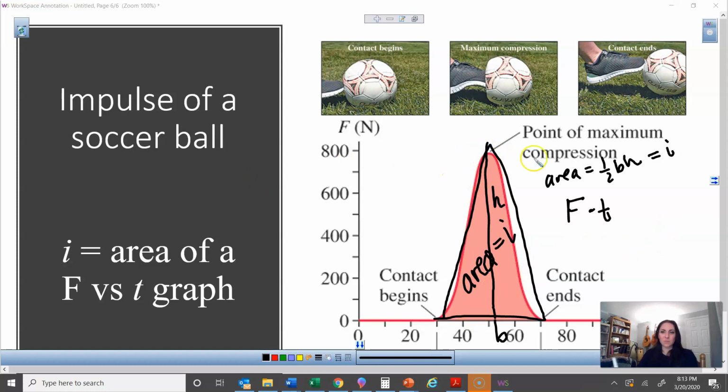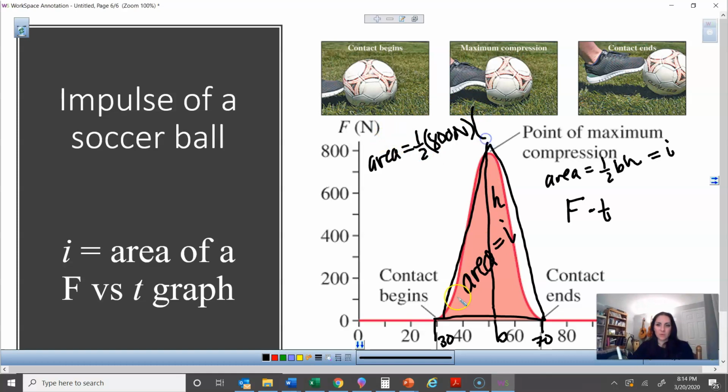I'm going to do more examples, but I'm going to go ahead and just do it here. The height of this is 800, if you notice. So the area of a triangle, of the shape that it made, would be based on 800. It starts about 30 here and ends about 70, and I think this is in milliseconds. So the difference between 70 and 30 is 40 milliseconds, so 0.004 seconds. Sorry, I know that's hard to see. So 1/2 times 800 times 0.004 seconds. The impulse of this will be 1.6 newton seconds, because newtons and seconds are here.